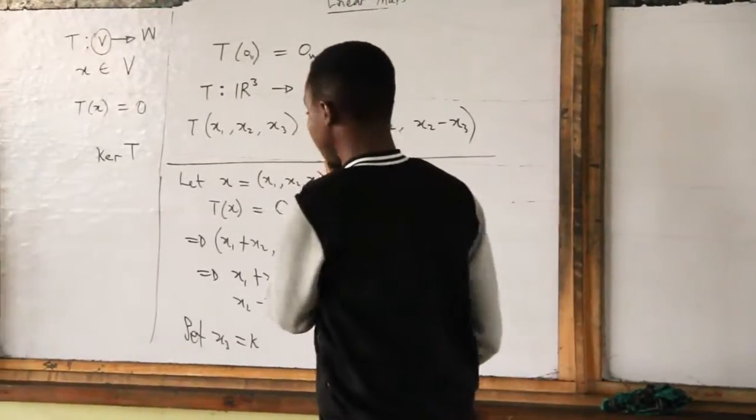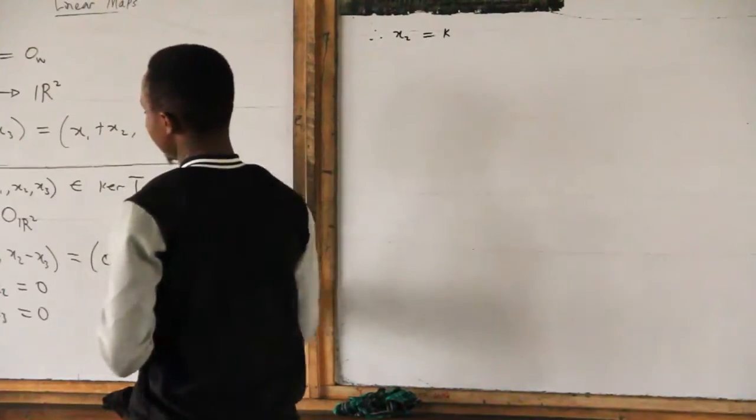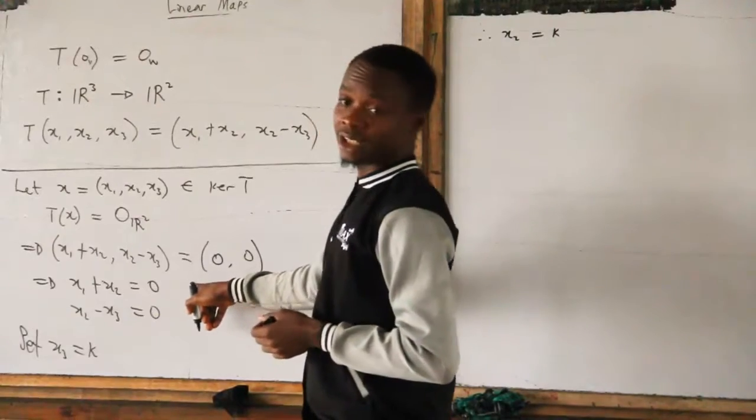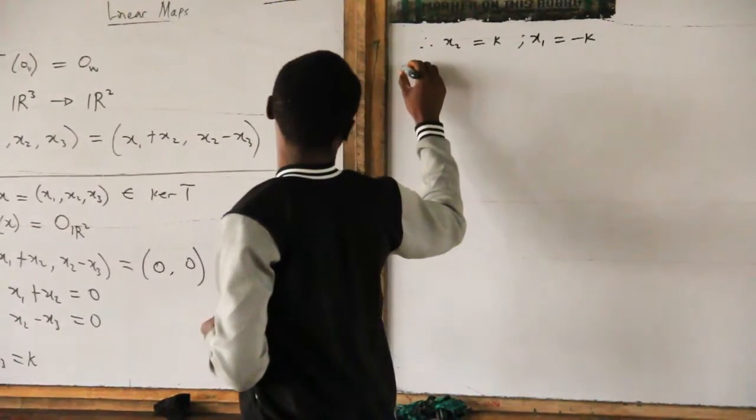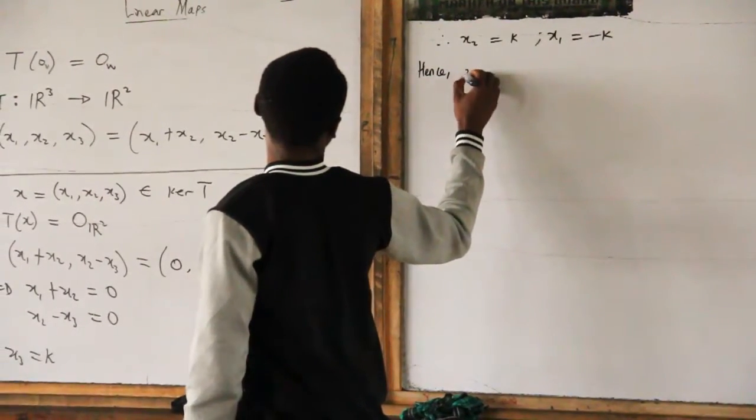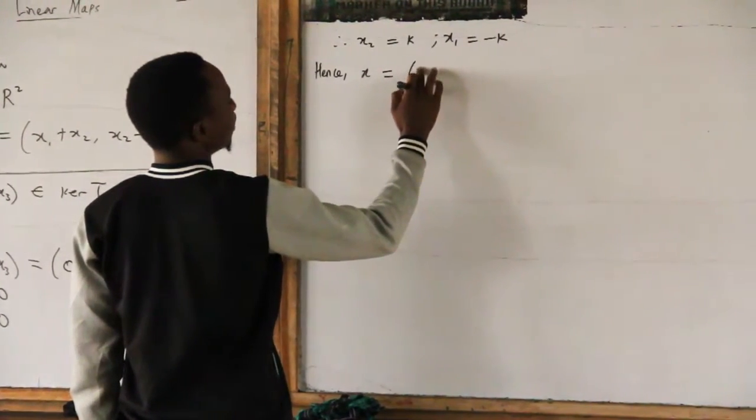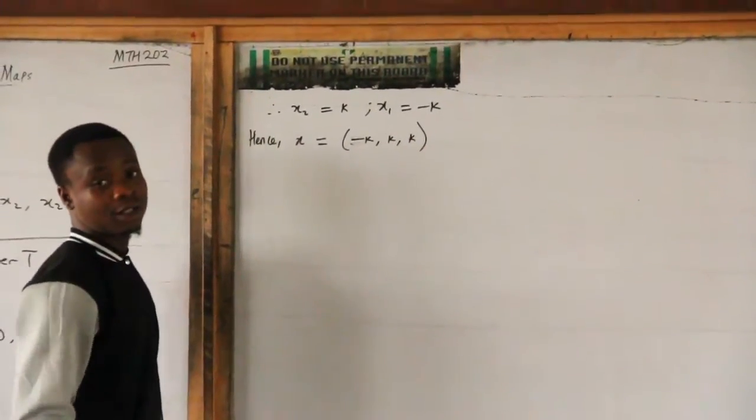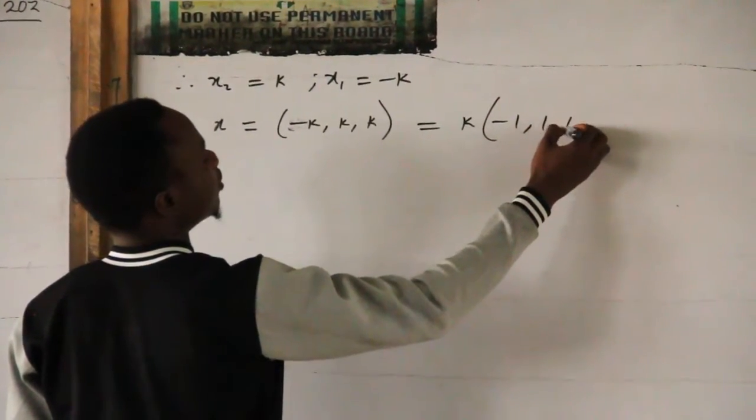Please listen very well. If you set x3 equal to k, what will x2 be equal to? From this equation, x2 will be equal to k. And the next one, x1, will be equal to minus k. So x will be equal to (-k, k, k). Clear? That means that x will be equal to k times (-1, 1, 1).